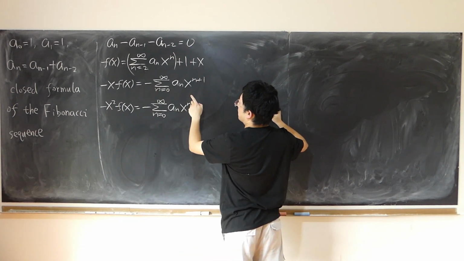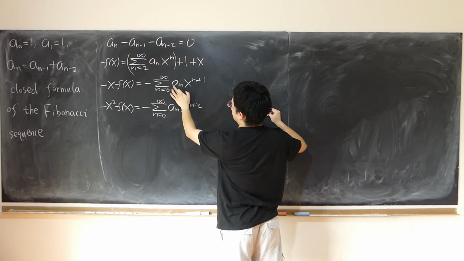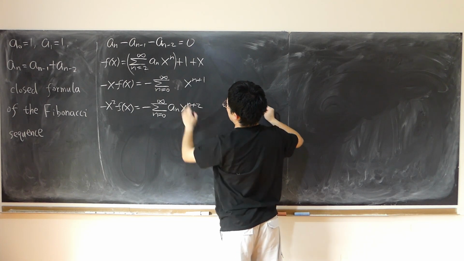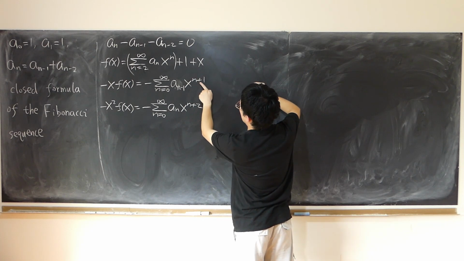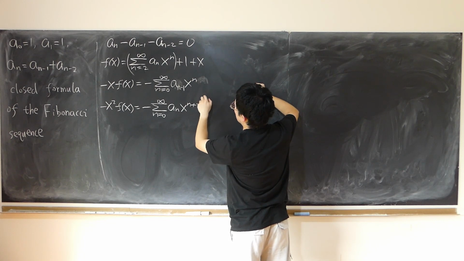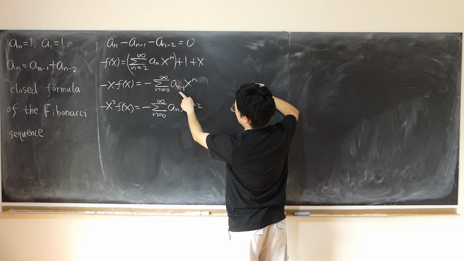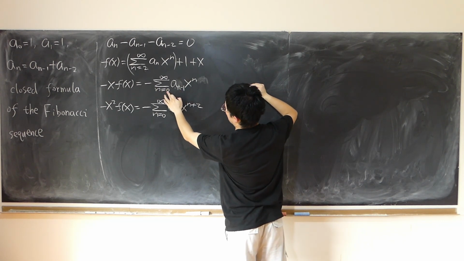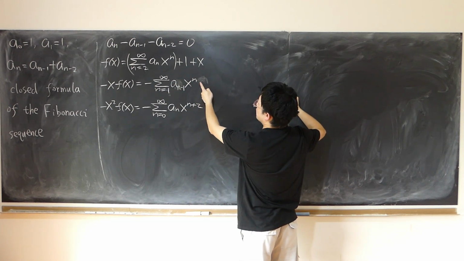For this infinite sum, I'm going to replace n with n minus 1. So a_n becomes a_(n-1), and n plus 1 becomes n. And also change the starting point. When it was a_n, I started from 0. Now it's a_(n-1), I start from 1. Likewise, when it was n plus 1, I started from 0. The power starts from 1, the same thing.